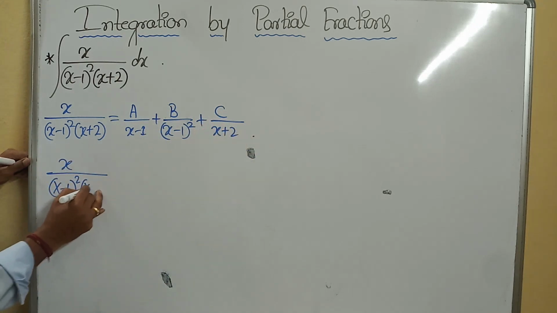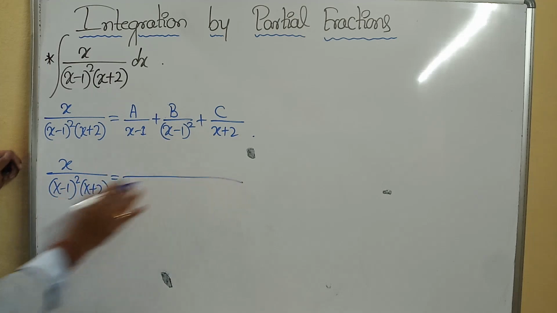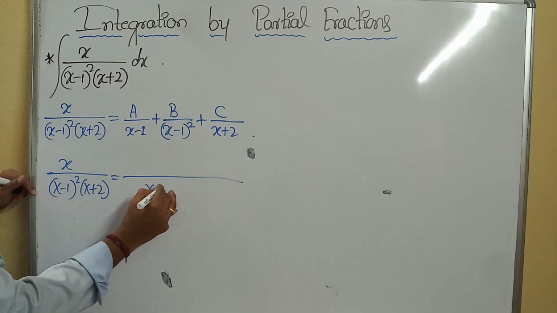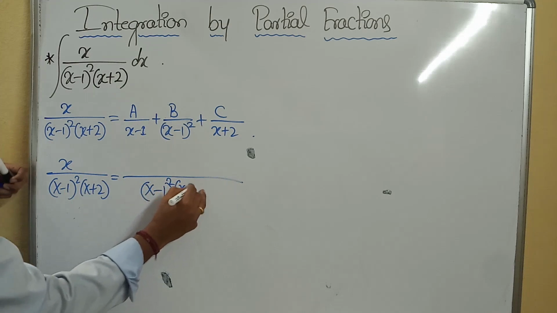Now the important thing here is how to take the LCM. I will make the point very simple. Whatever the denominator is, that we write here: (x minus 1) whole square into (x plus 2).